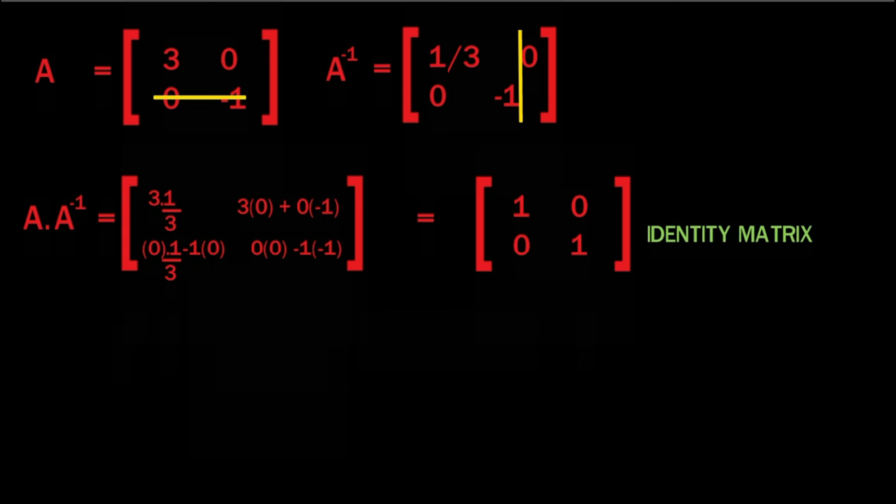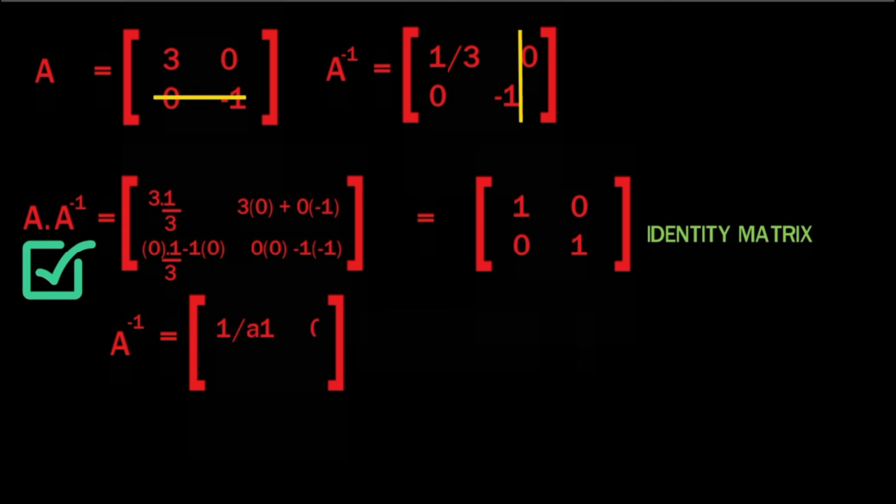So we have shown that this is the shortcut way of finding the inverse of a diagonal matrix by using the formula 1 over A1, 1 over A2, and you must make sure that A1 and A2 are not 0. Otherwise this method cannot be used.